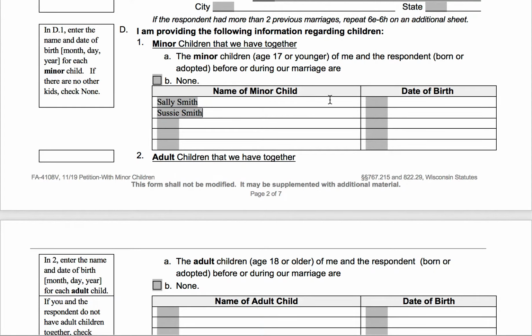And it doesn't matter if your children were born before or during your marriage, you'll list them here either way. And you're also going to put birthdays for those children. And we'll do 2000. So there, you've got children's names and birthdays.